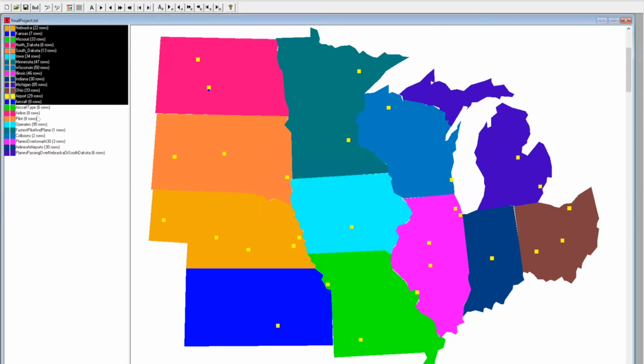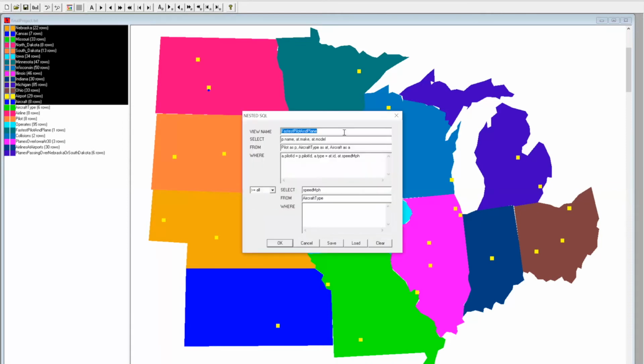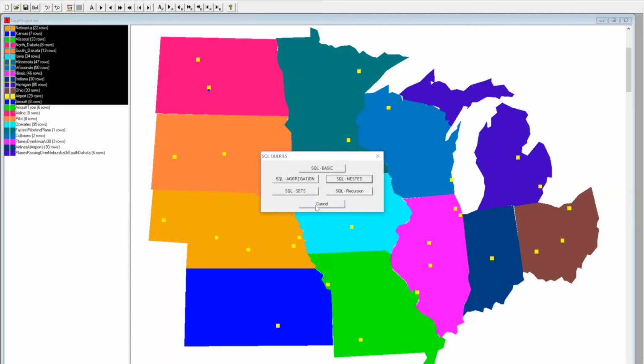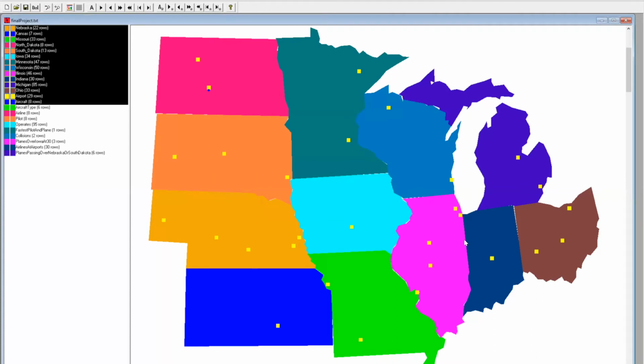And lastly, we have a nested query, and this is going to be the fastest pilot and plane. And if we look at the results of this one, you can see that Frank Abagnale is the fastest pilot because he is the one riding the Boeing 707. And so here you have our visualization of a geographical or spatial object, which is our map, the animation of our moving objects with the airplanes, and then the 5 SQL queries with at least 3 of them being constrained. And that is our demo.